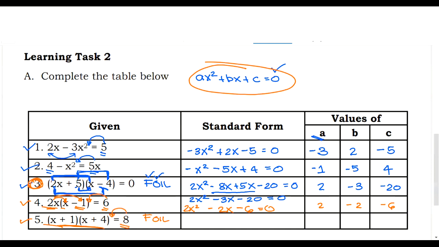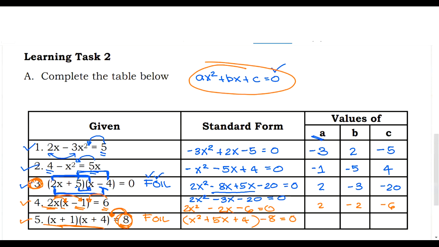Okay? Sige nga, doing the FOIL, anong makukuha natin? X squared, okay? Plus, yung outer, you have 4x. Yung inner, you have x. So, if you add, you will get 5x. Tapos, yung constant, 4. Yan yung sagot sa product ng two binomials. And then, ita-transpose na natin itong 8 sa other side. Okay, ito. And that becomes negative 8 equal to 0.